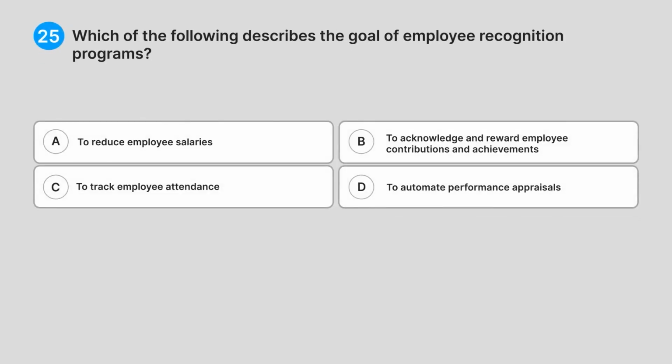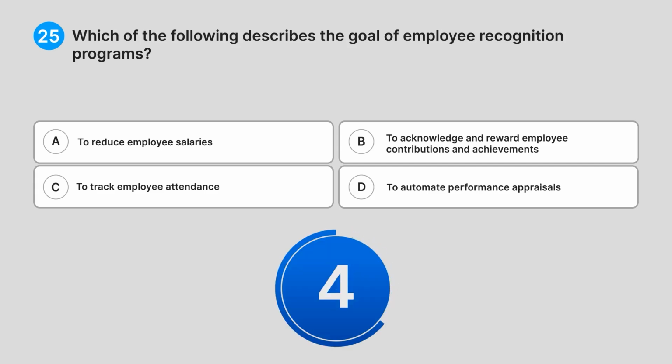25. Which of the following describes the goal of employee recognition programs? A. To reduce employee salaries. B. To acknowledge and reward employee contributions and achievements. C. To track employee attendance. D. To automate performance appraisals. Do you know the answer?